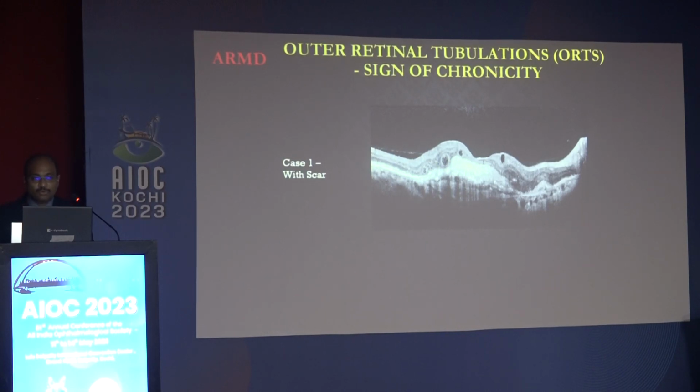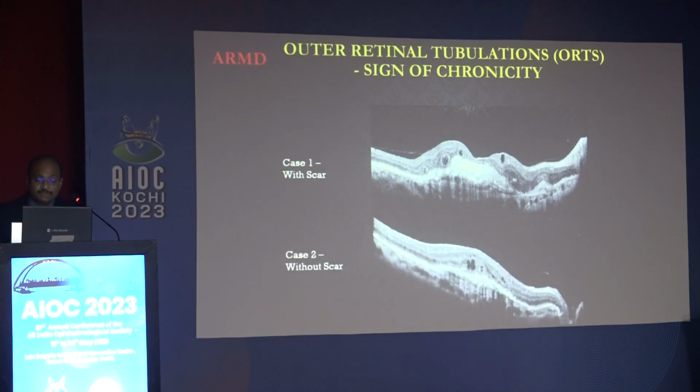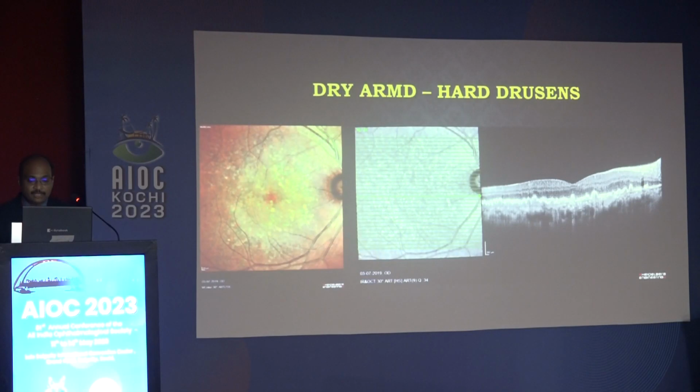Basically, defunct photoreceptors evaginate amongst themselves and form pseudocysts. You can see these not just in scarred lesions but also in lesions without scars, which tells you that when you see these, you're dealing with a chronic lesion that might not benefit so much from treatment.